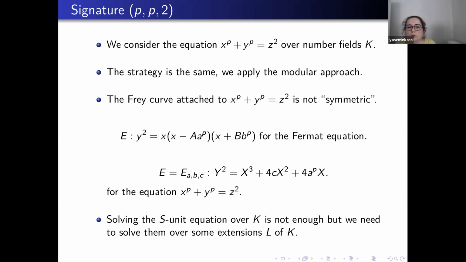Y squared is equal to x times (x minus ...), the first curve. But for x to the p plus y to the p and z squared, you have y squared equal to x cubed plus 4c x squared plus 4a to the p x. Okay, so we have a result, but in this case, just solving the S-unit equation over k was not enough. So we need to solve a similar S-unit equation over some extensions of k.